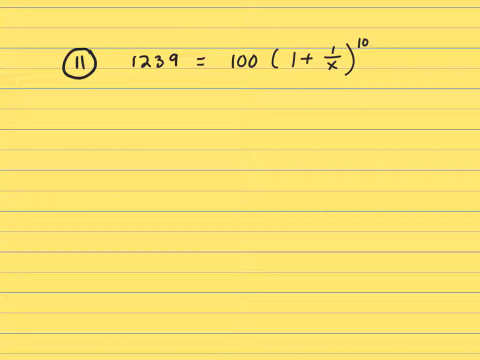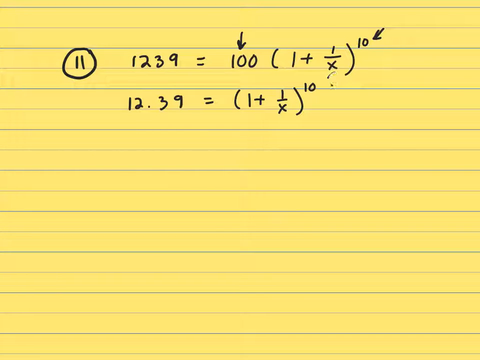We are trying to solve for x, but I can't get to that x right now because of the exponent and the factor of 100. So let's divide both sides by 100. And that gives me 12.39 equals 1 plus 1 over x to the 10th. Now I've still got that exponent.